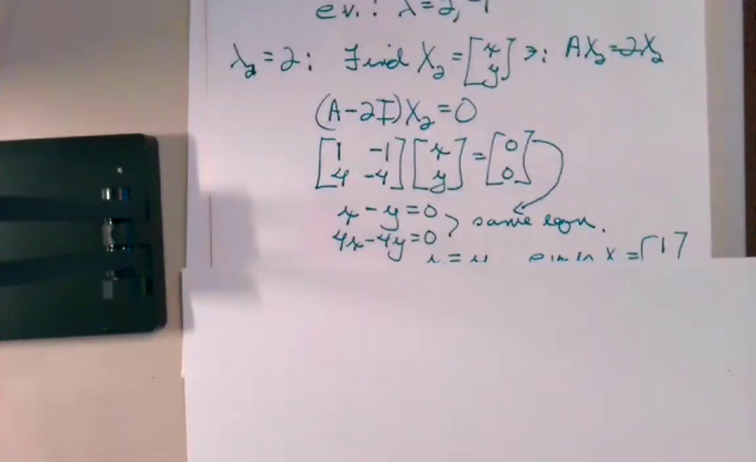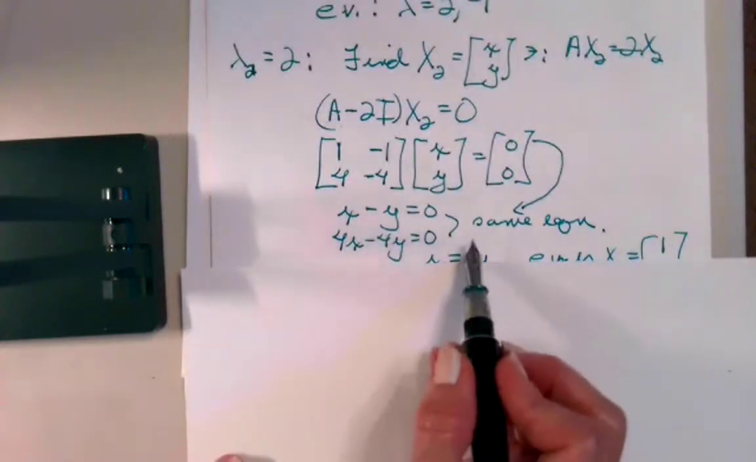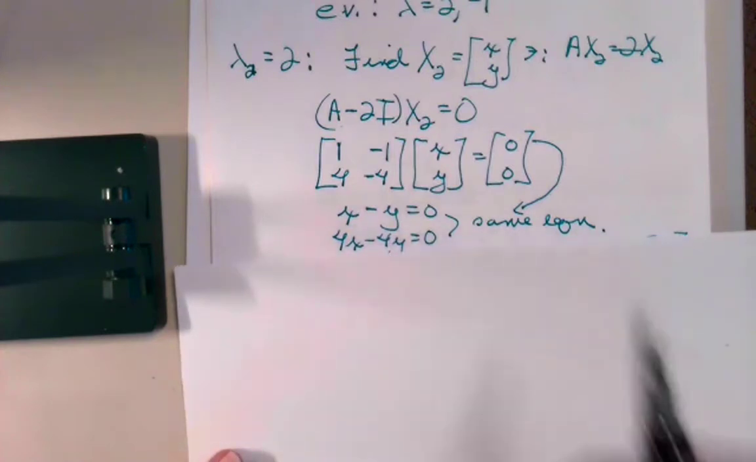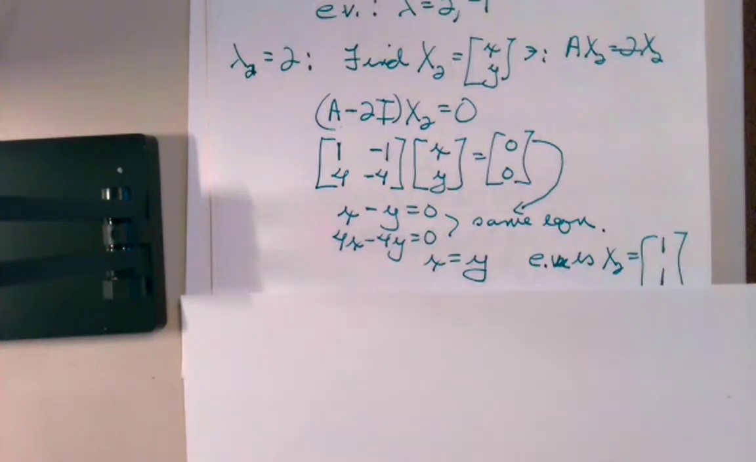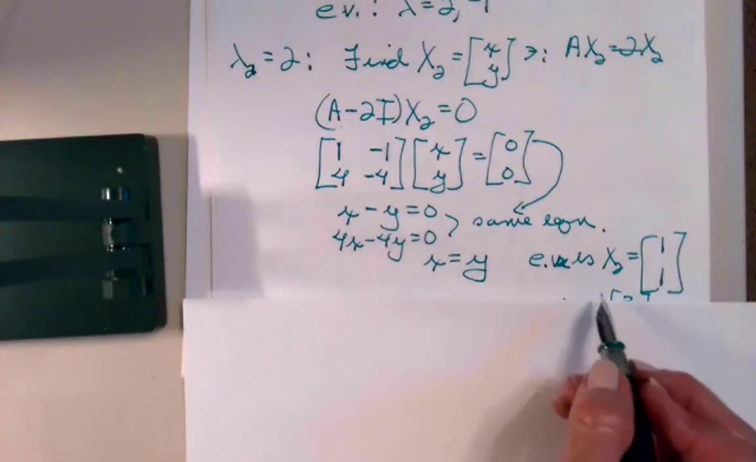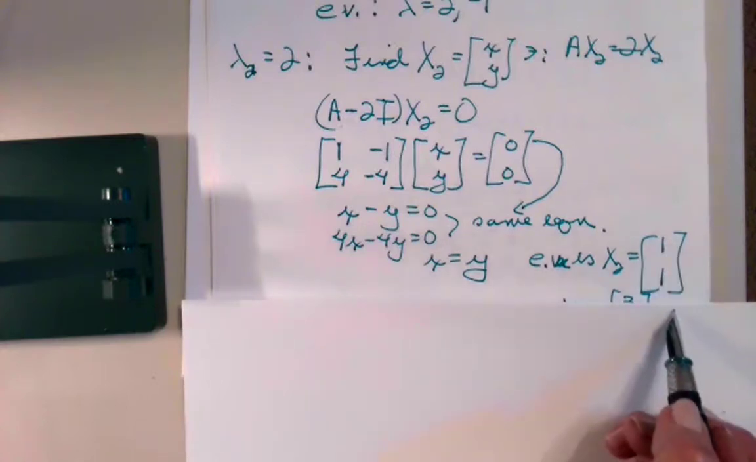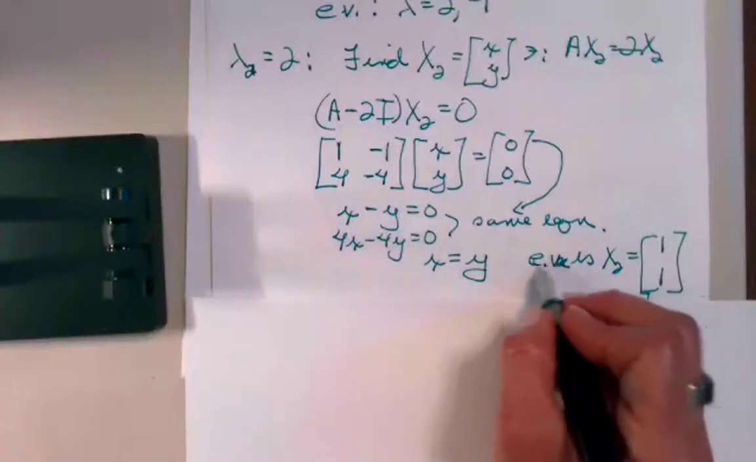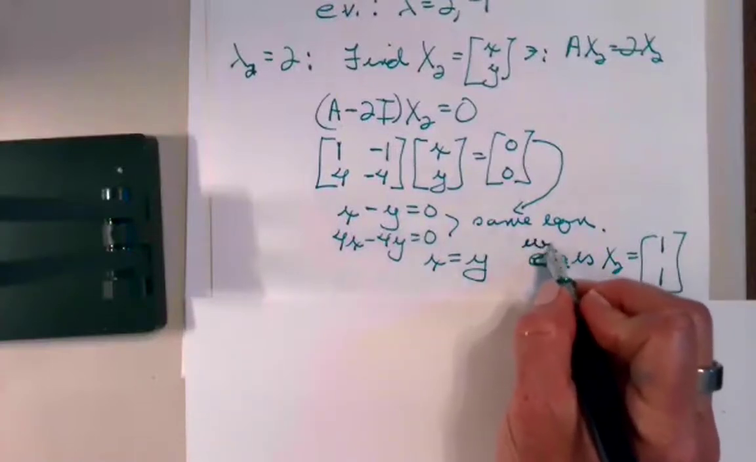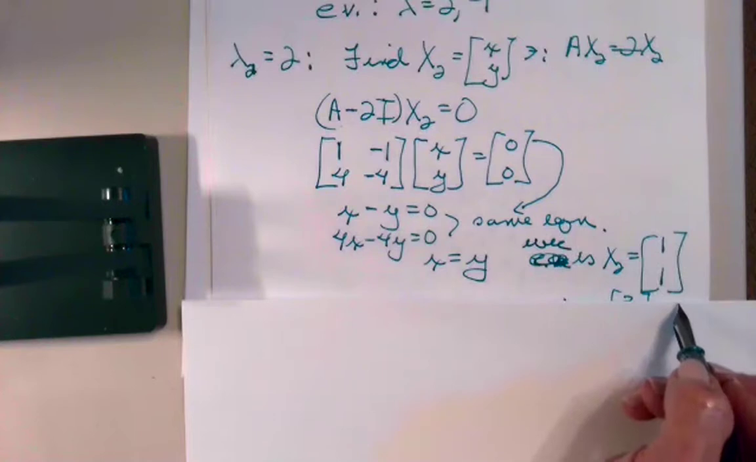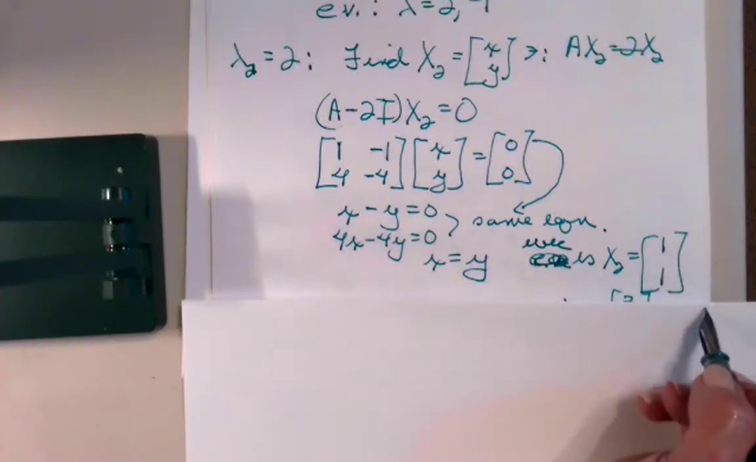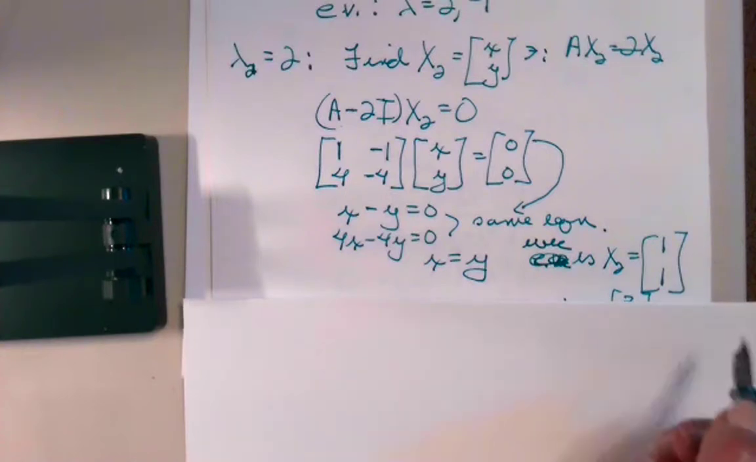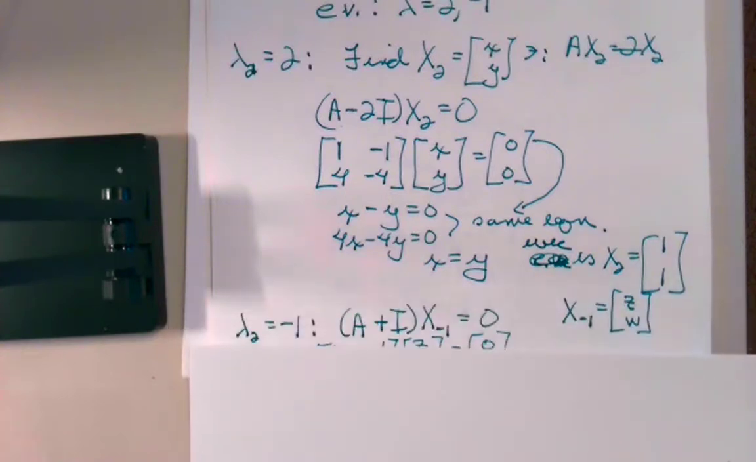That gives me 2 equations. When you write them down, you see that they are the same exact equation. Both tell you the same thing: that x has to be equal to y. In other words, pick a value for x, and then y has to have the same value. So here's an eigenvector: 1, 1. But so would 2, 2, so would 3, 3, so would minus 50, minus 50. All of them are eigenvectors, because any multiple of an eigenvector is also an eigenvector.